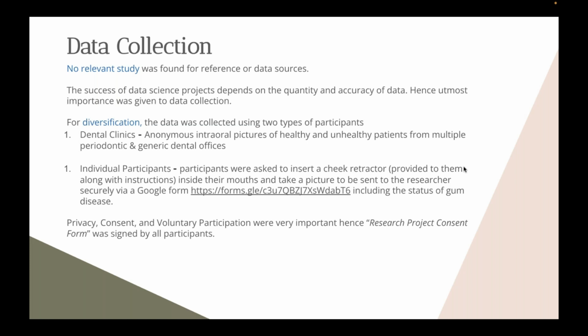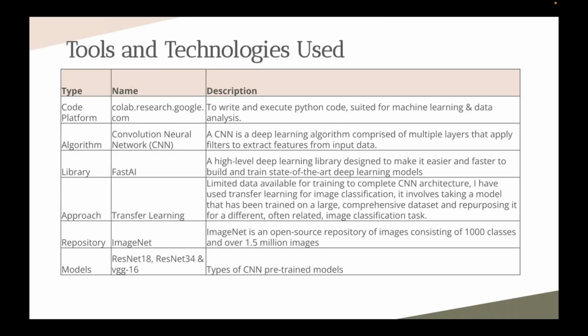I also had to create research project consent forms to get around the HIPAA laws that came in my way. At the end, I had around 156 images. I split these images using an 80-20 split, to which 80% was used for training and 20% was used for validation.